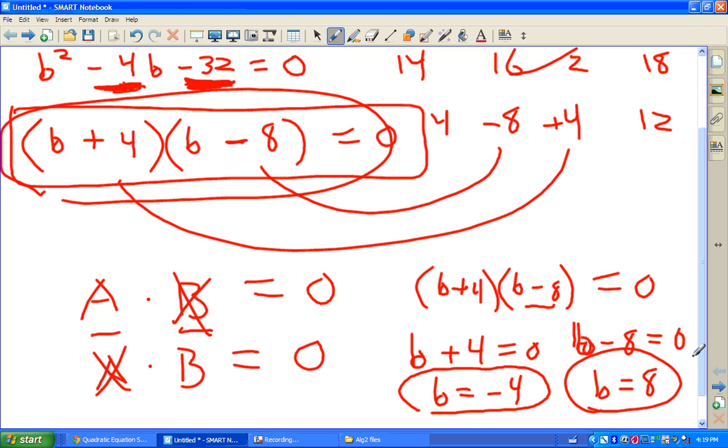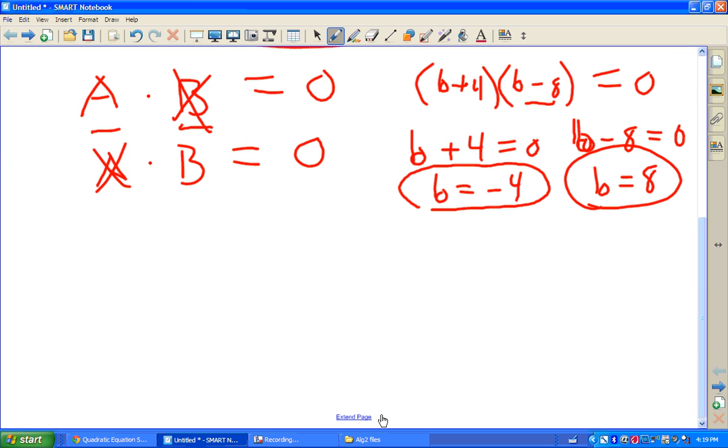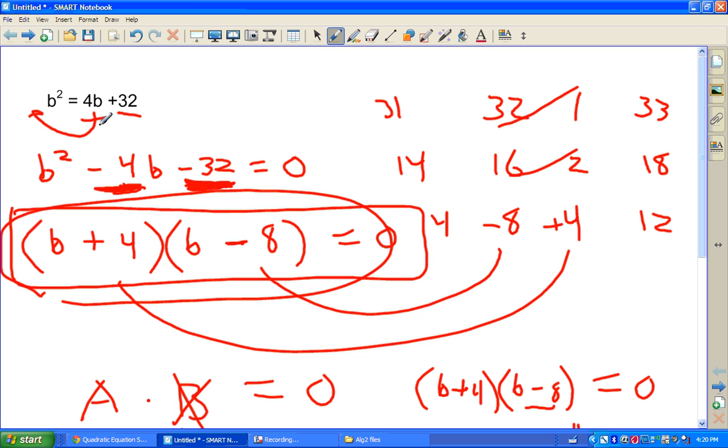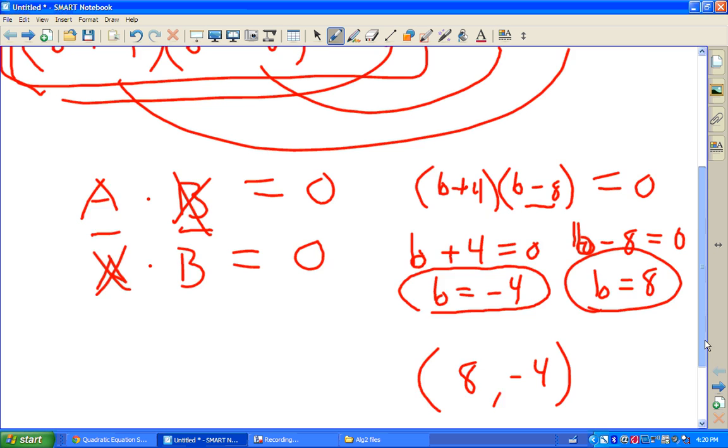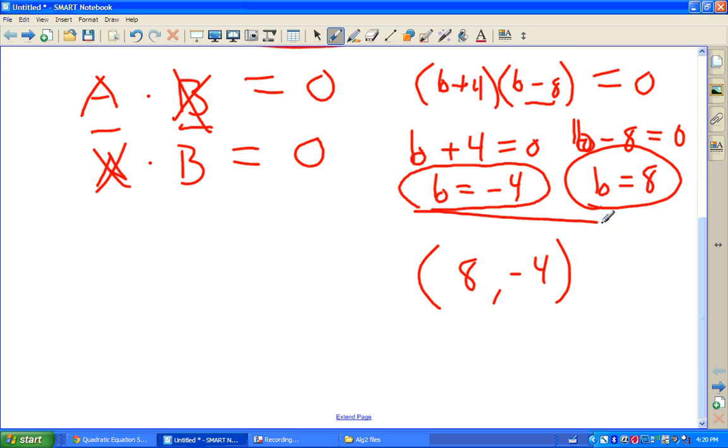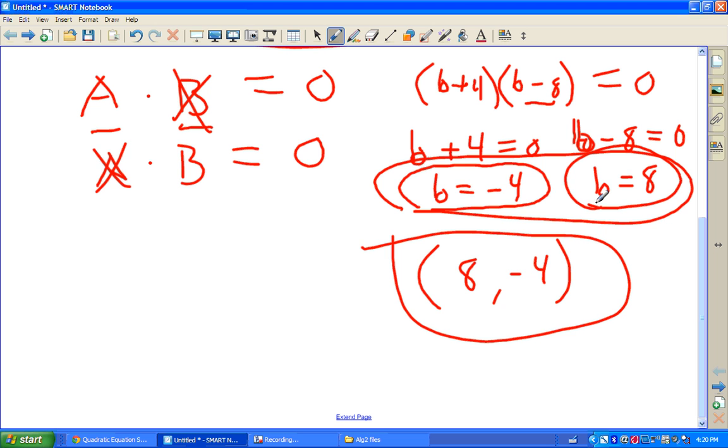Books sometimes like to draw it like this. I'm not a huge fan of it. They like to write it like an ordered pair, but it's not an ordered pair. It's the two x values, or the two b values rather, that solve this equation. When you plug in b, you'll get a solution to the equation. Okay, so I like it like this. You may see it in the back of your book like this.